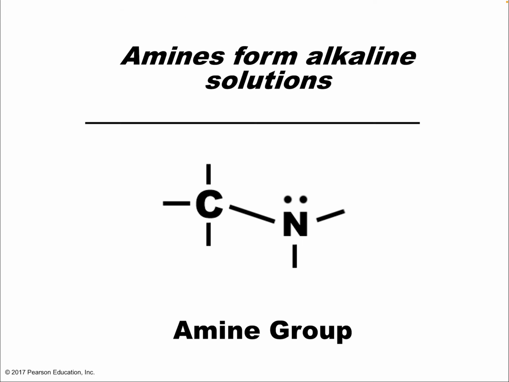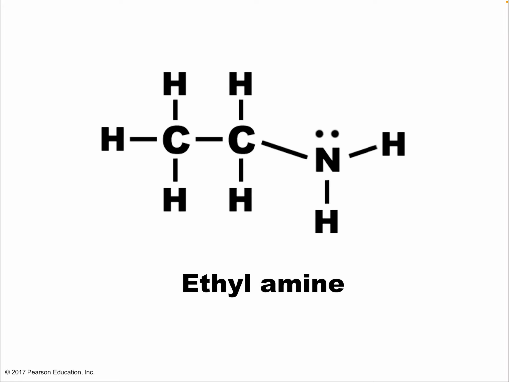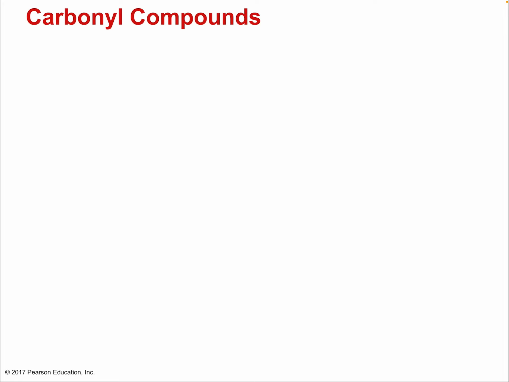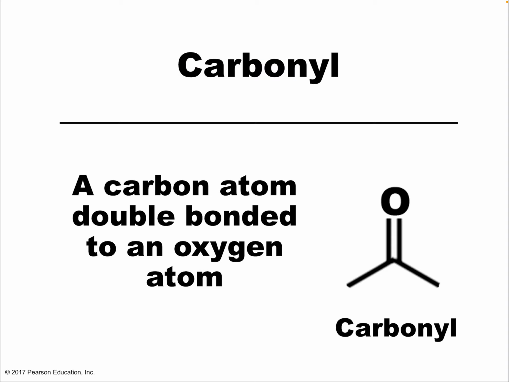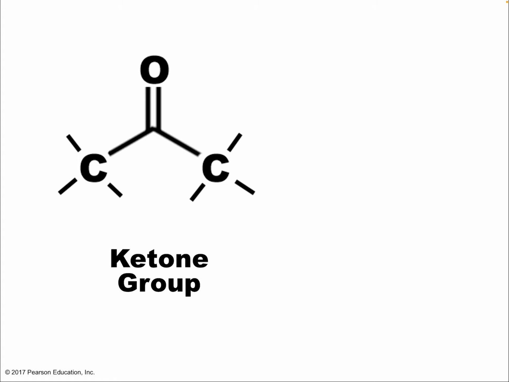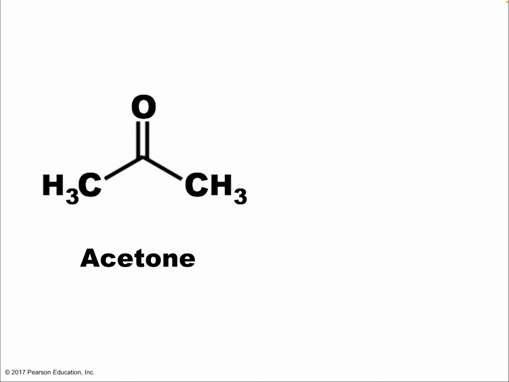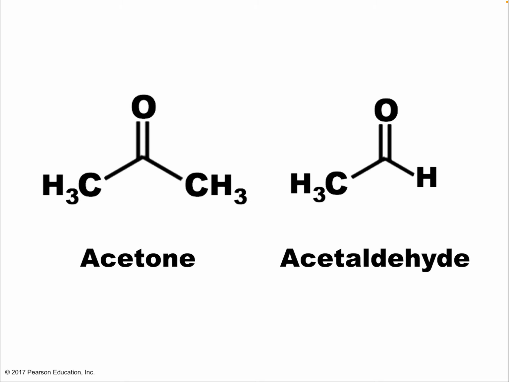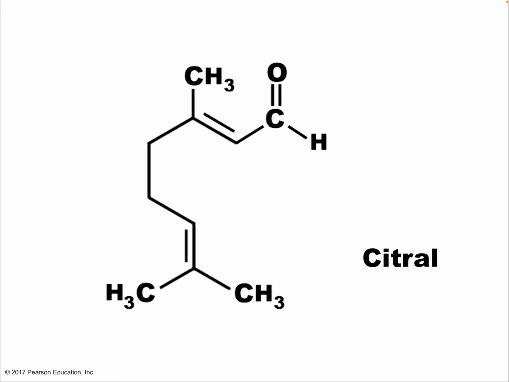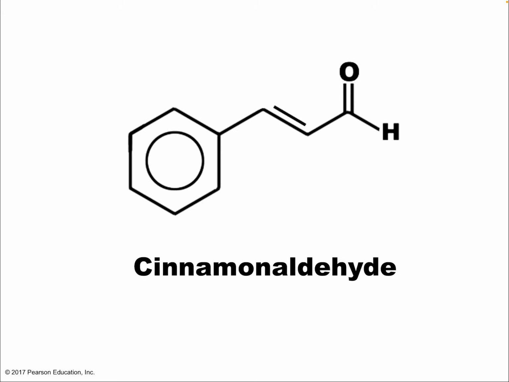The amine group includes this nitrogen. Ethylamine is an example. We also have the carbonyl compounds. Carbonyls are another functional group. This is what the carbonyl functional group looks like, an oxygen with a couple of carbons. Ketone is included within the carbonyl group, or closely related to it, as is the aldehyde group. There's also acetone, which is part of that group, and acetaldehyde, as well as formaldehyde. Citral is included in citruses. It gives that citrus taste. Here's the molecule citral, part of that group.